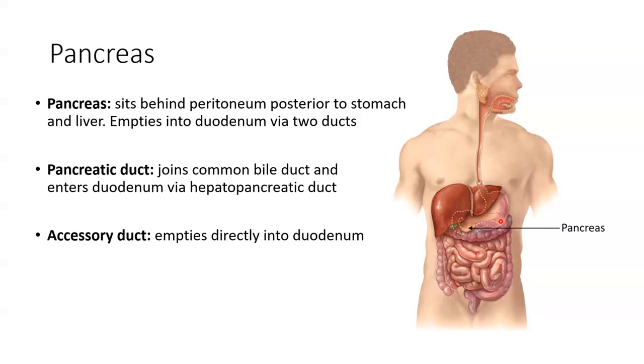It sits in one of the curves of the small intestine, and it opens up into the duodenum via 2 ducts called the pancreatic and the accessory ducts. The pancreatic duct is the larger of the 2 ducts, and it joins the common bile duct from the liver and the gallbladder, where it then enters the duodenum via the hepatopancreatic duct. The accessory duct empties directly into the duodenum, and it sits a couple of centimeters above this hepatopancreatic duct.